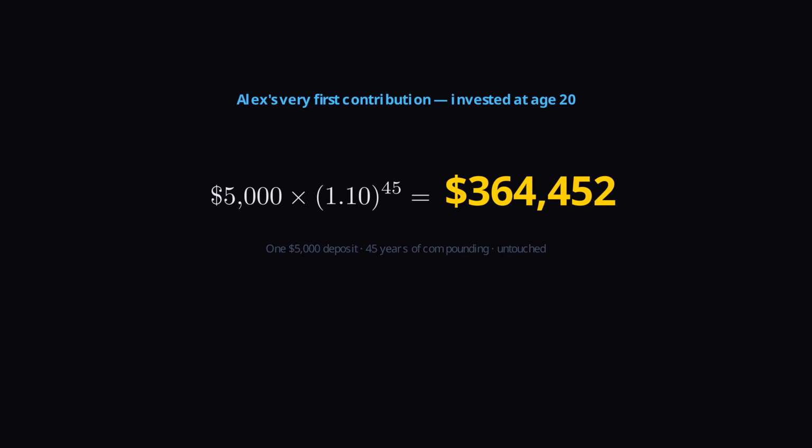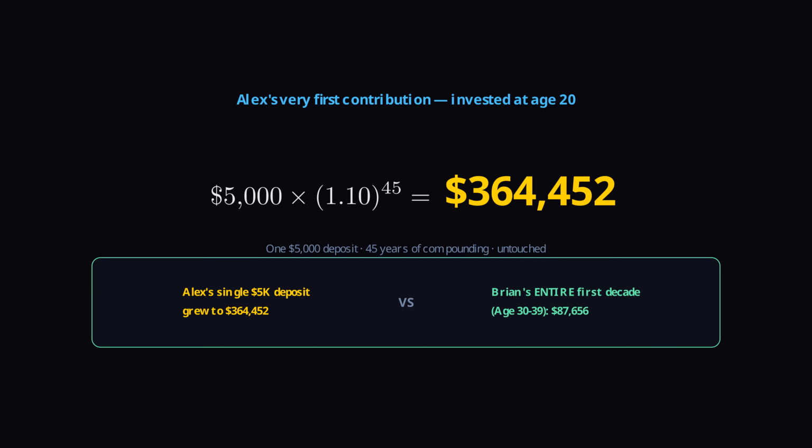And here is the most important number in this entire video. Alex's very first contribution, $5,000 invested at age 20, by age 65, that single deposit alone grew to $364,000, 45 years of compounding, untouched. That's more than Brian's entire first decade of contributions. This is not a strategy. This is a mathematical law. The earlier a dollar enters the compound interest equation, the longer its exponent, and the more explosive its ultimate contribution to your wealth.